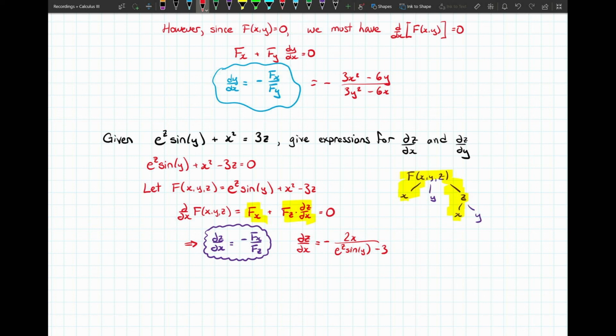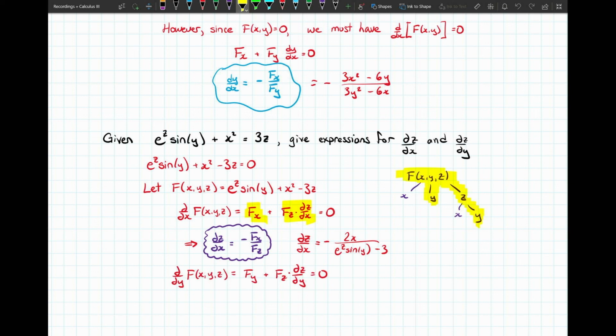Now, what about if we wanted to find the partial derivative of z with respect to y? Well, we have the tree diagram handy here already. We're going to be taking a look at two branches. The partial derivative of f with respect to y, and the partial derivative of f with respect to z, and then the partial derivative of z with respect to y. That gives us our next multivariable chain rule.